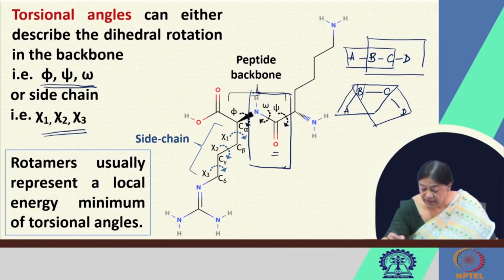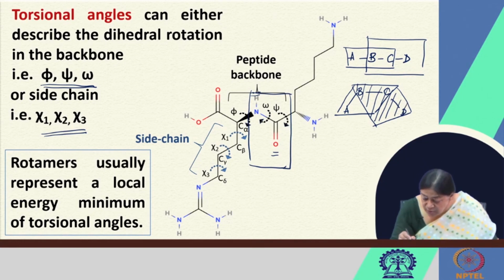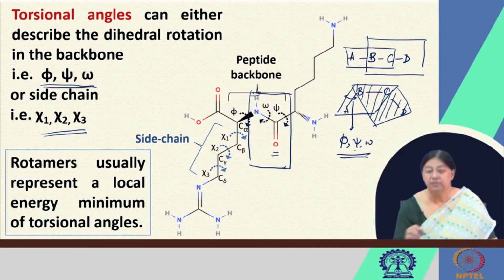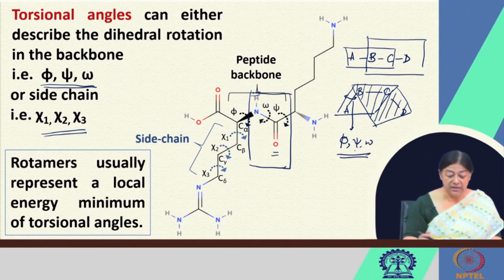So, this is the other plane that we see that has B, C, D. If we look at this particular angle, this is our dihedral angle. Depending on the definition, it will be phi, psi, omega angles that we will see as we go along. So, the dihedral rotation is in terms of the backbone angles, phi, psi, omega.